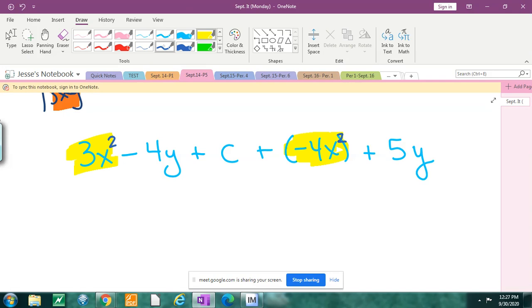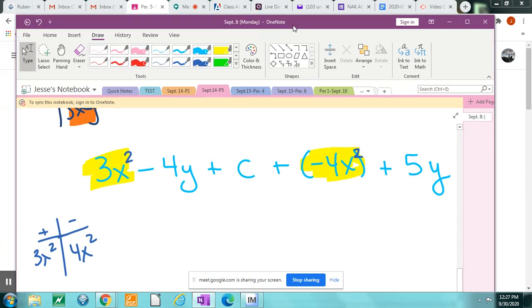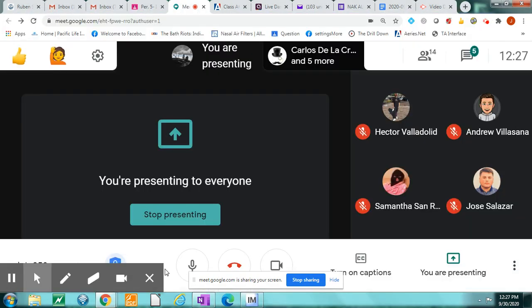So do the t-chart. Negative 4x squared. And what's my answer? Anybody? Anybody from all you guys? What's my answer? Shout it out. Or I'll call someone. No? All right, Carlos, what's my answer?